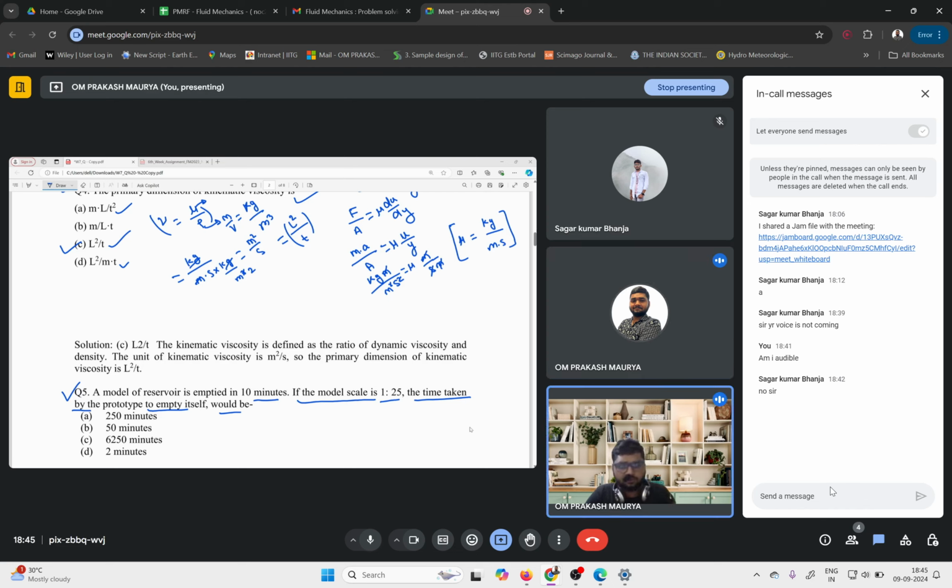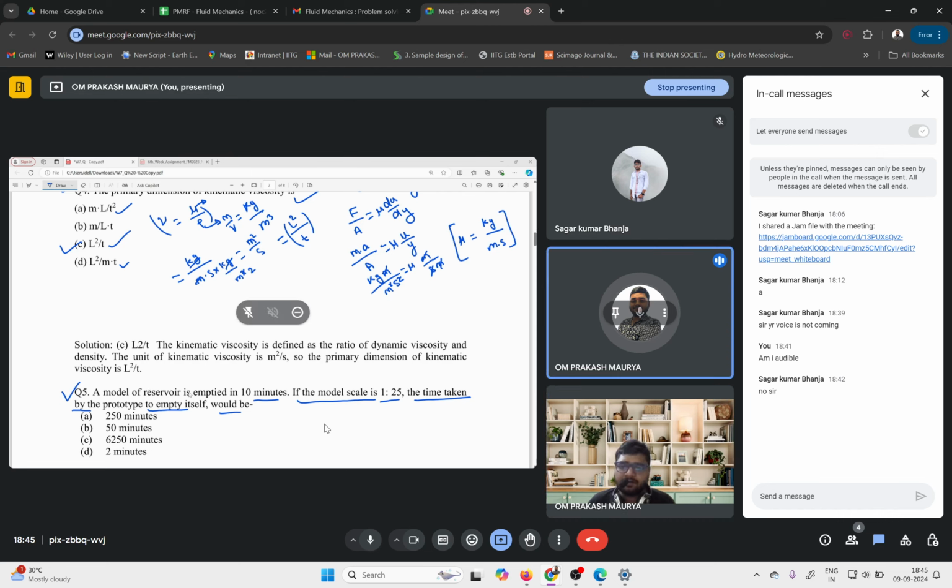Let us go with the questions. So question number 5 is: a model of reservoir is emptied in 10 minutes. So whether you got question number 4 or not.